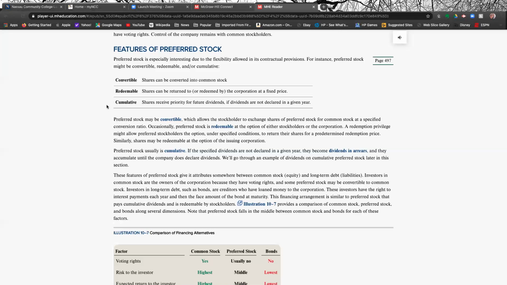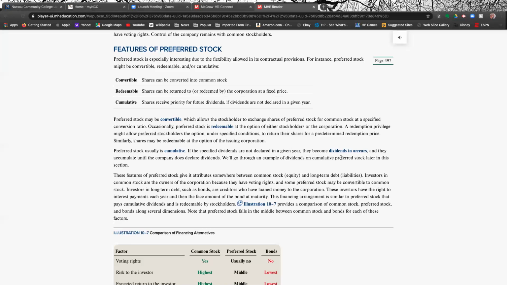Cumulative. Cumulative means that if the company ever misses a dividend payment, before anybody can ever get a dividend in the future, that dividend that was missed must be paid first. So cumulative is a good thing to have, because if a company is going through a rough time and has to miss a dividend payment one year, the next year, before they can pay anybody, they have to pay you the dividend that was missed.